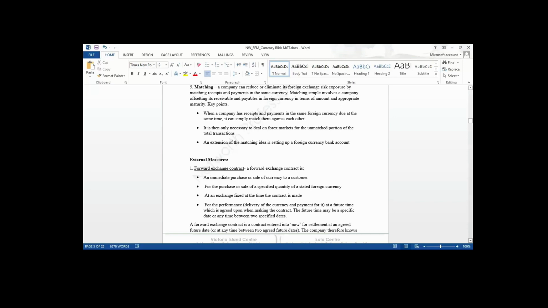Then the external measures. The external measures are what we call financial measures. We have one, forward exchange contracts.